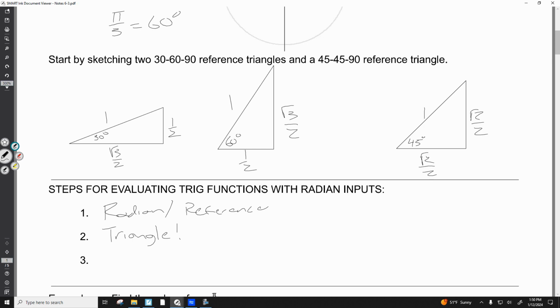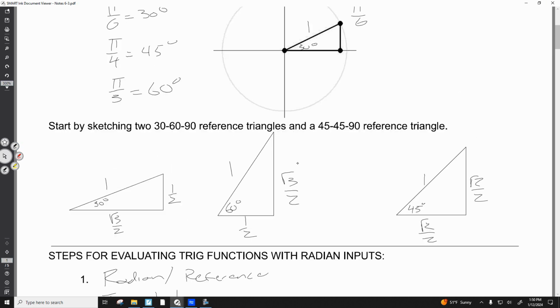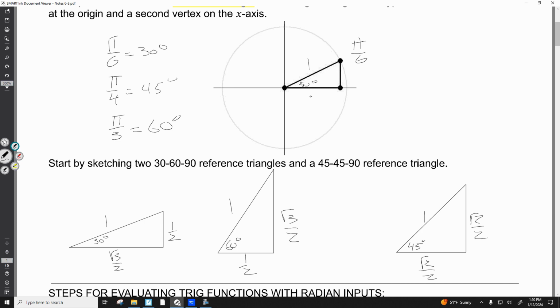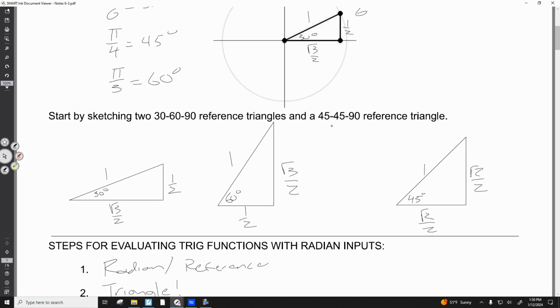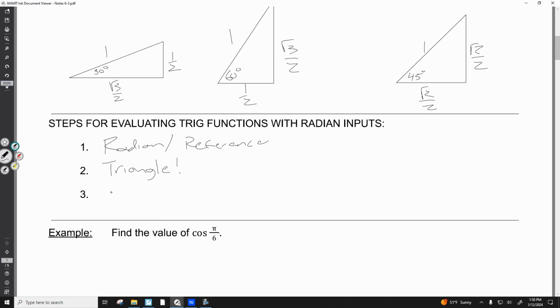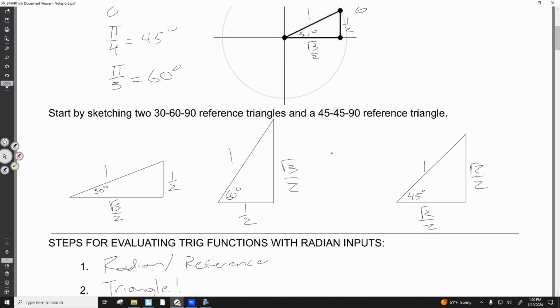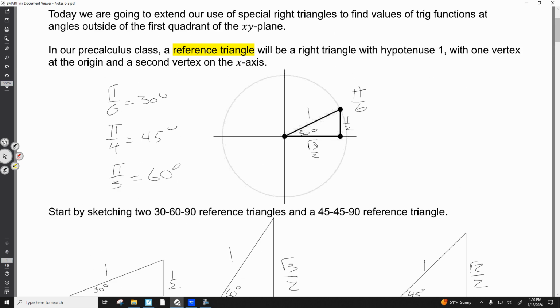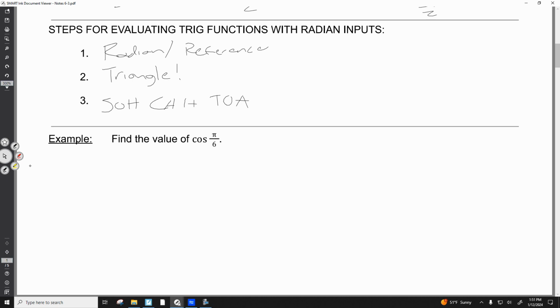Great. We then take those lengths and we put it on top of our triangle in our circle. Root 3 over 2, 1/2. We finish off with SOH CAH TOA. Cosine, adjacent over hypotenuse. Thank you, hypotenuse being 1. I don't have to divide by anything. Dividing by 1 is not going to change anything. So, root 3 over 2 is my answer.